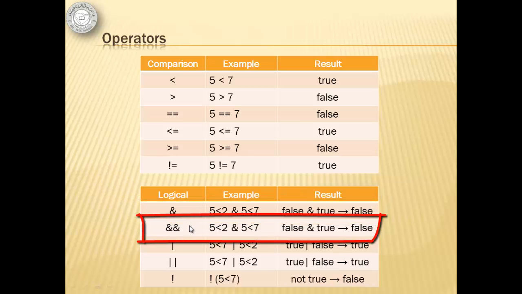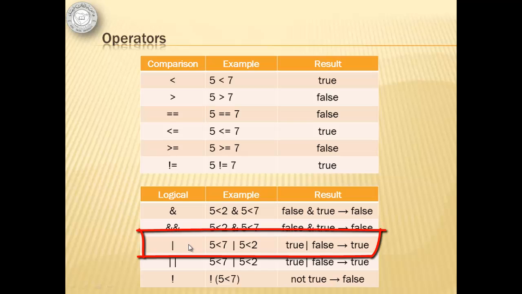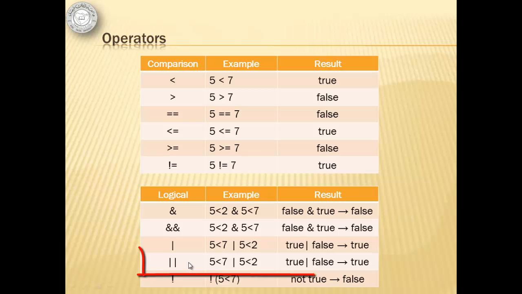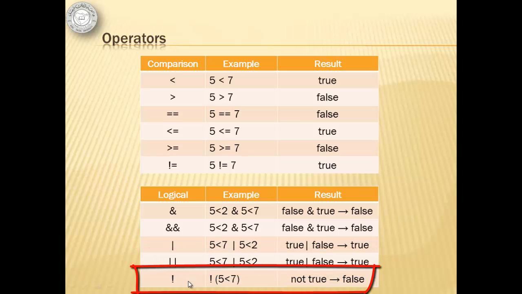The single ampersand returns true if both expressions are true. The double ampersand, which is read as "and also", will skip checking the second expression if the first expression is already false, and therefore returns the result of false. The single pipe returns true if at least one expression is true. The double pipe, which is read as "or else", will skip checking the second expression if the first expression is already true, and therefore returns the result of true. The exclamation point, not, returns the opposite of the result.